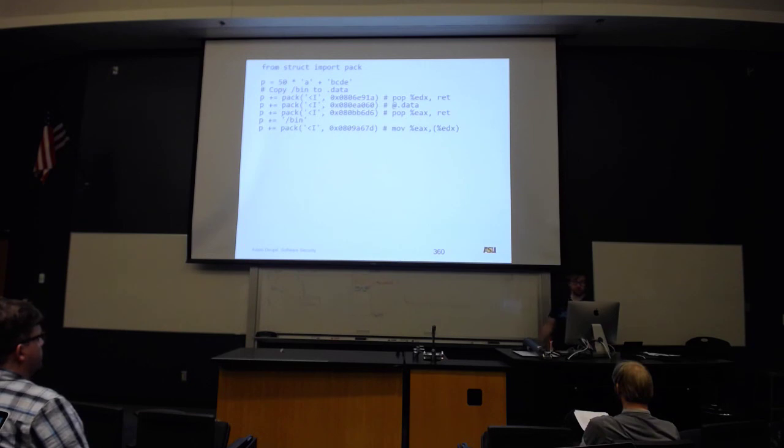And where do we want that to return to? Our memory write gadget, which writes the contents of EAX into the address pointed to by EDX. And after this ROP payload runs, we will have the string /bin written into the data segment of the program.